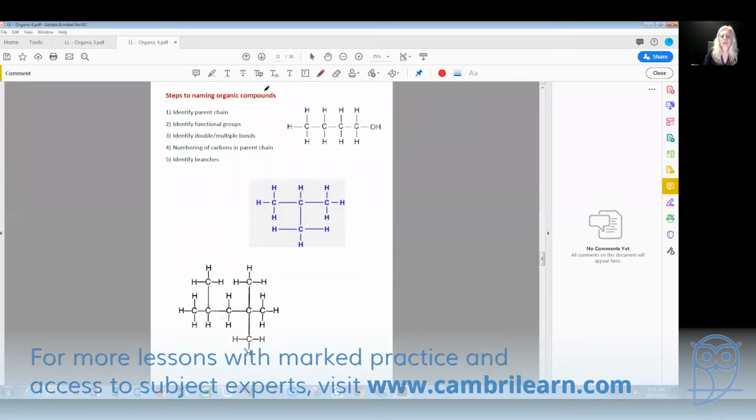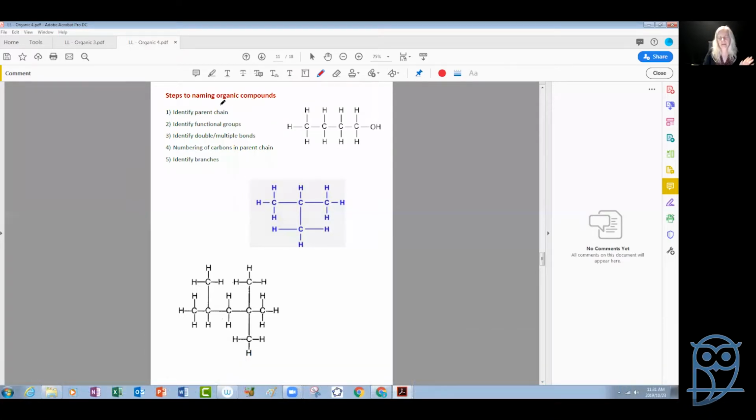Last week we saw those steps about naming of organic compounds. Let's remind ourselves again of those steps, because we need them. First we identify the parent chain of carbons, that is the longest chain. It has to be the longest chain of carbons. Then we check whether there are any functional groups, like the hydroxyl group, for example.